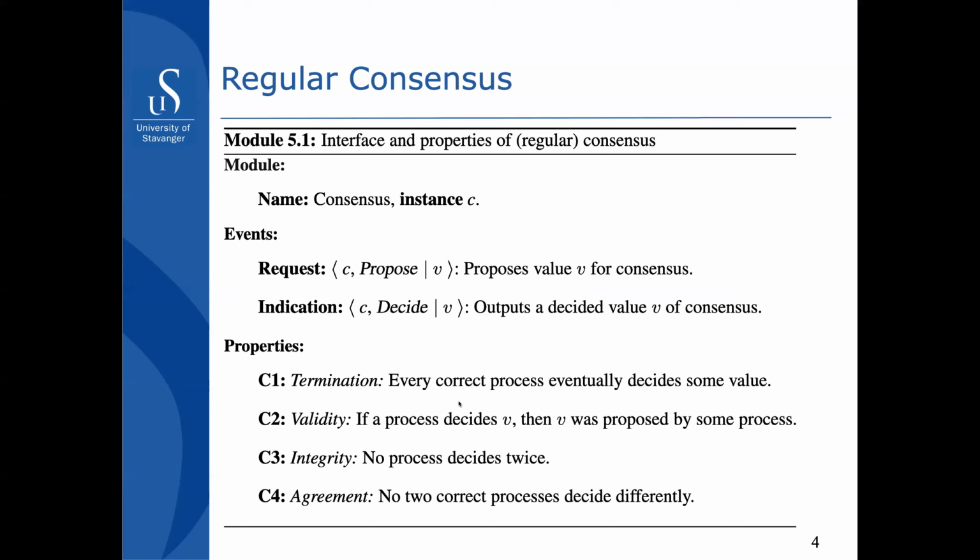and it's similar to the broadcasting properties, just we have two new ones. We have integrity, no process decides twice, and agreement, no two correct processes decide differently. So these two, C3 and C4, are the properties directly related to consensus. And we have the two events, the propose event and the decide event, as we saw before.